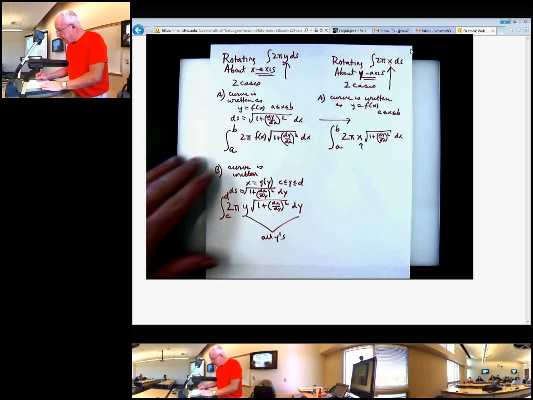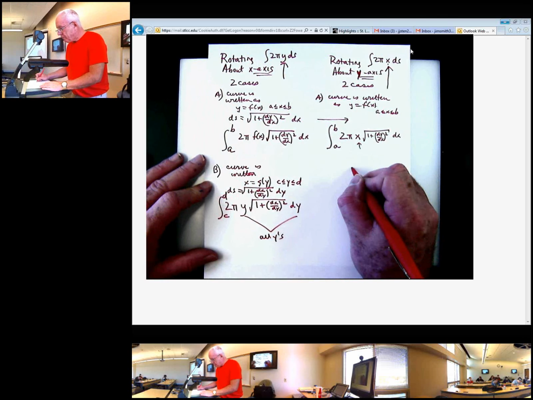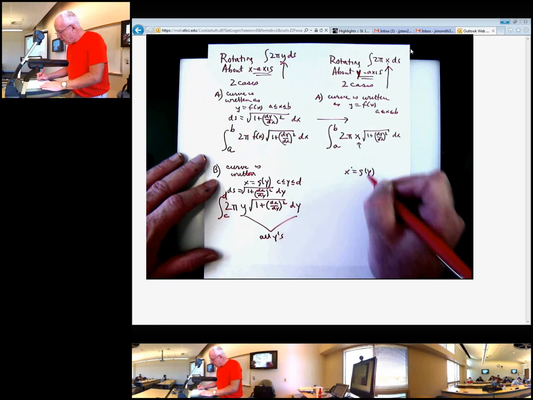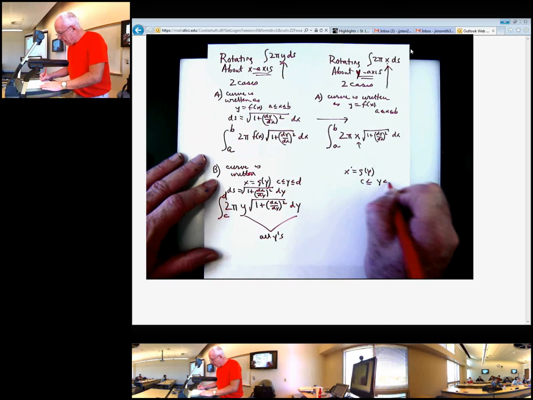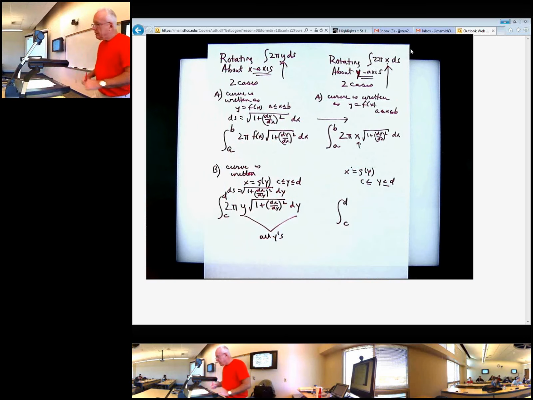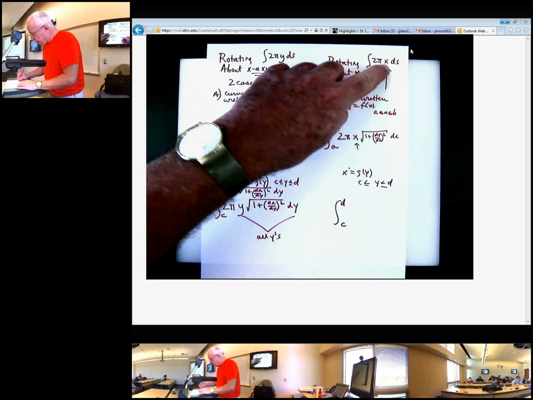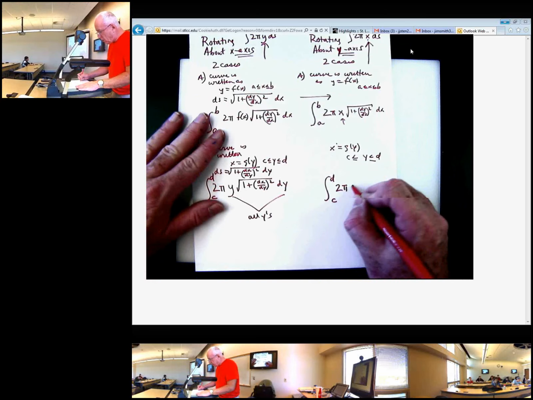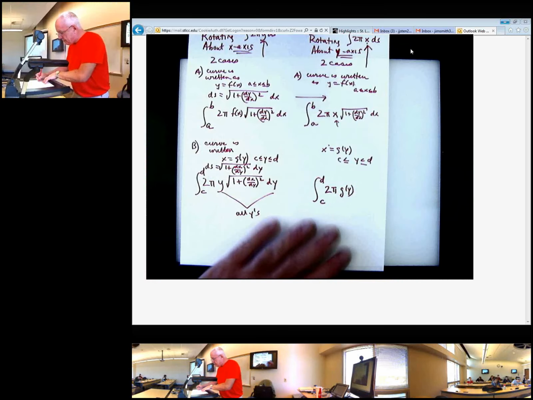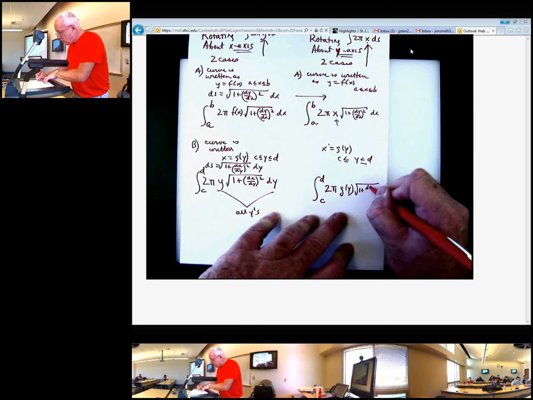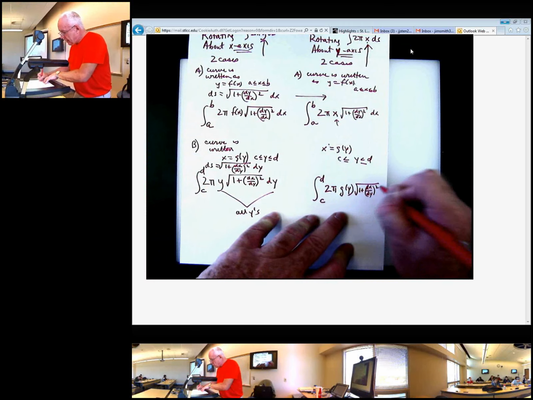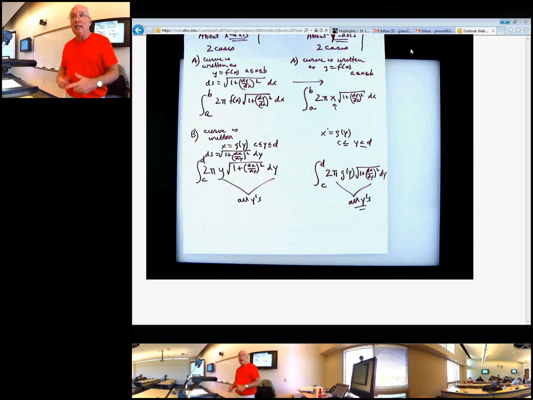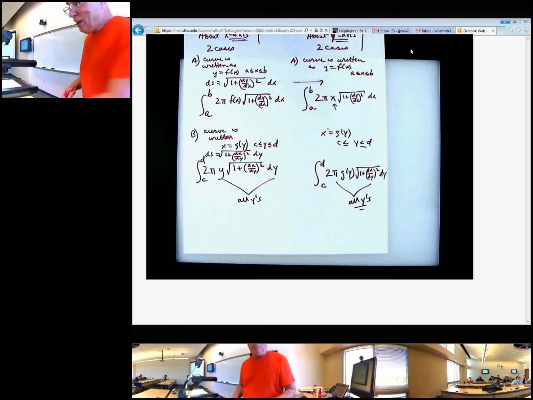And then, again, in this case, if it's x equal to g of y, it's going to be, again, from c to d, but this time it's about the y-axis. So I'm going to put 2 pi, but instead of the x here, I'm going to put my g of y, and then times my ds formula, the square root of 1 plus dx dy squared, dy. And again, this is going to end up being all y's in my integral. So we have these various cases.